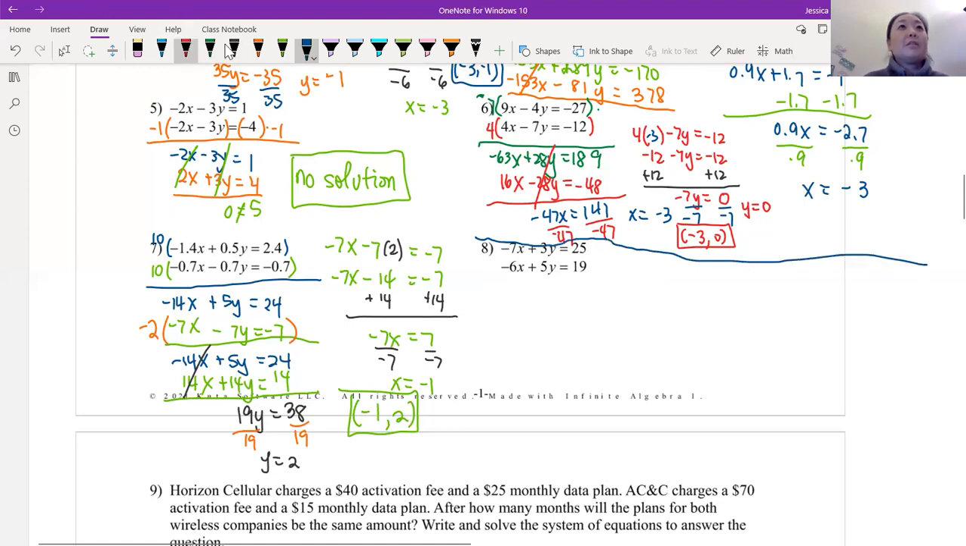So the first one we're going to multiply by 5. The second one, we're going to multiply by negative 3. You need one of them to be negative, right? And so the top one, if I distribute the 5, is going to be negative 35x plus 15y is equal to 125. The second one is going to be positive 18x minus 15y is equal to negative 57.